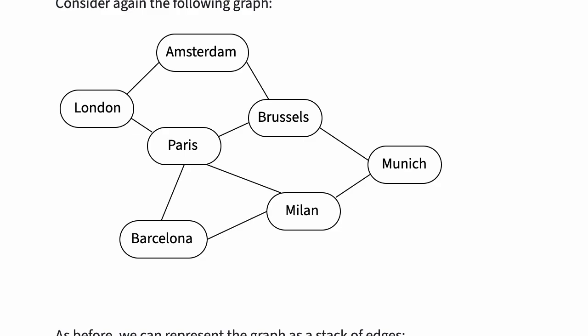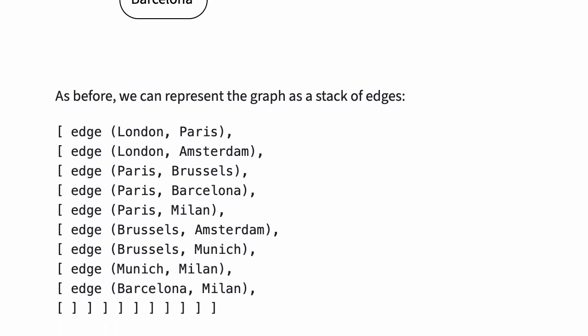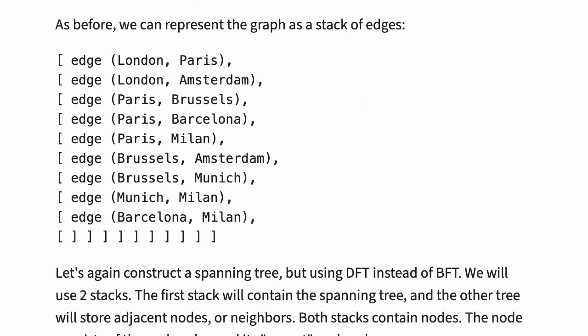As before, we can represent the graph as a stack of edges. Let's again construct a spanning tree, but using DFT instead of BFT. We will use two stacks. The first stack will contain the spanning tree, and the other stack will store adjacent nodes or neighbors. Both stacks contain nodes. The node consists of the node value and its parent node value.